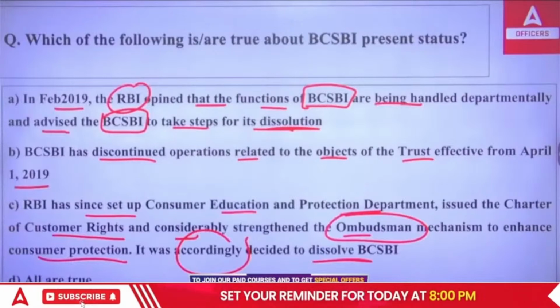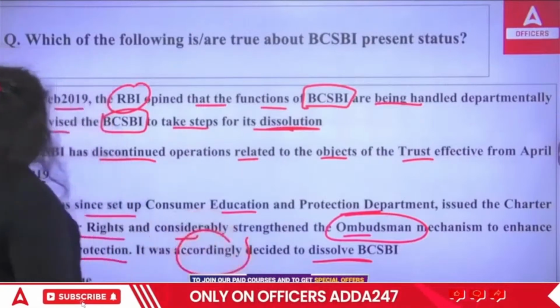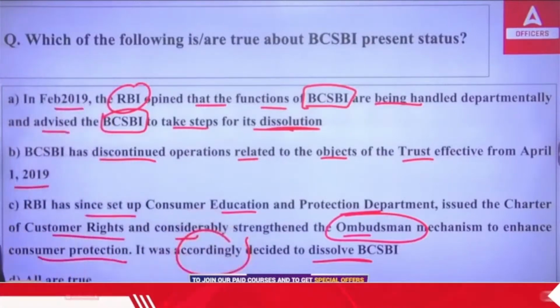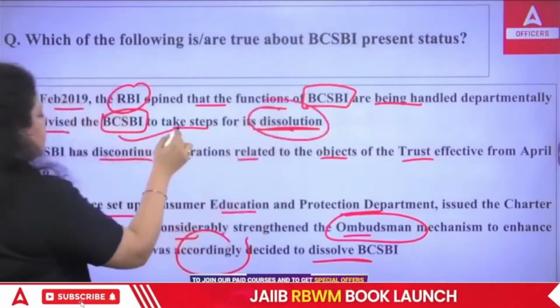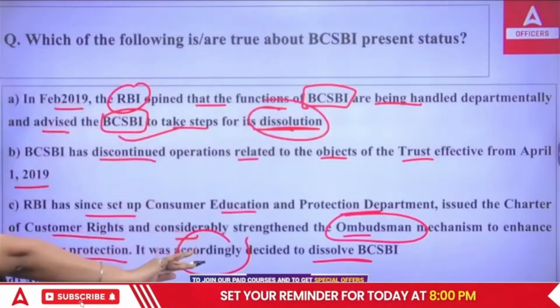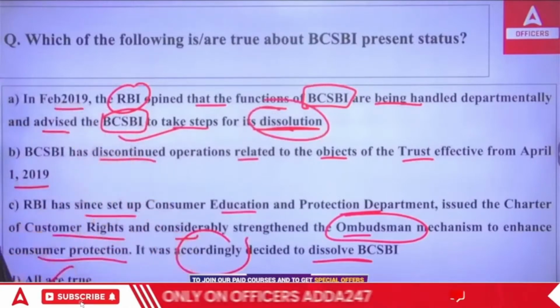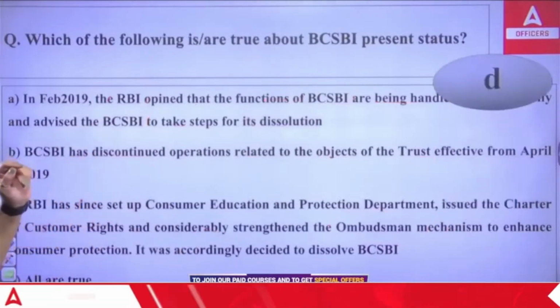By Reserve Bank of India in 2021. And so we have strengthened the ombudsman mechanism. So which of the following is true? All are true. We have dissolved the BCSBI. In place of BCSBI, now the ombudsman has to take care of everything. And it was dissolved, discontinued from the 1st April 2009. Right answer is D.